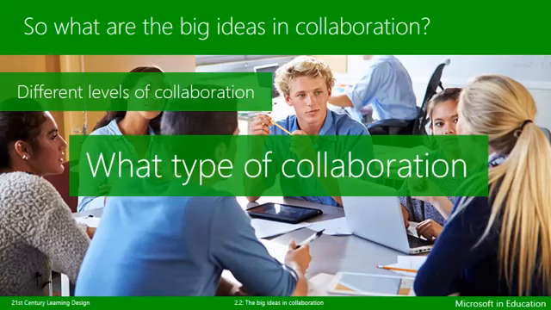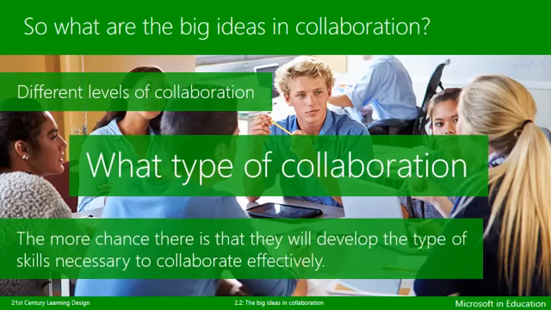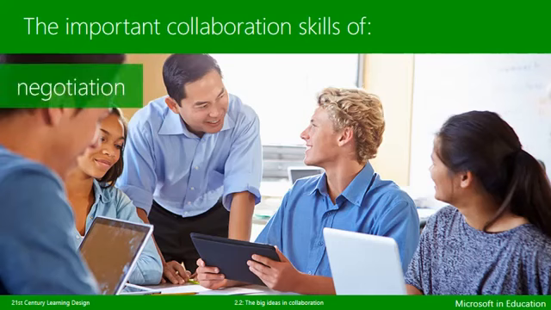The clearer we are about the type of collaboration we want our students to engage with, the more chance there is that they will develop the type of skills necessary to collaborate effectively. For example, if the learning activity is designed in a way that students have shared responsibility for their work and requires students to make substantive decisions together, then the students have the opportunity to develop and learn important collaboration skills. These include the skills of negotiation, conflict resolution, agreement on what must be done, distribution of tasks, listening to the ideas of others, and integration of ideas into a coherent whole.